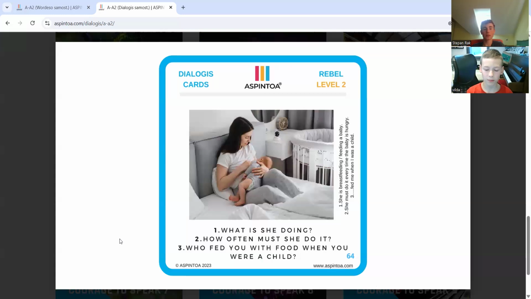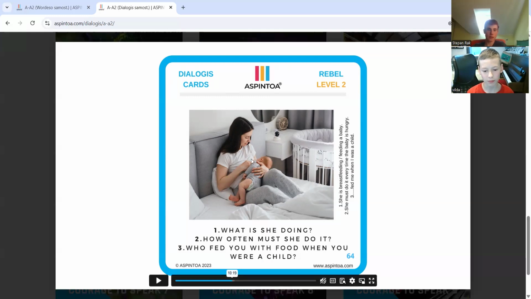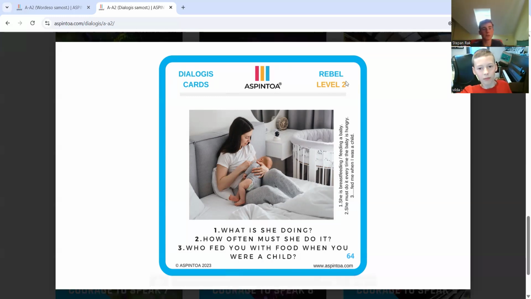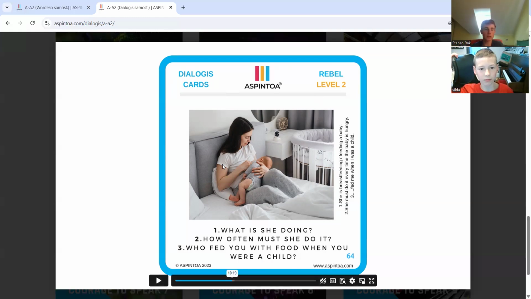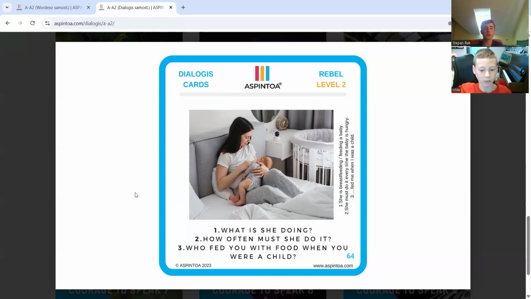And what is she doing? He is feeding her baby. Yeah, that's correct. It appears to be from her breast as well. So we call this breastfeeding. If it was from like a bottle, it would be just normal feeding. This is breastfeeding, yeah. And how often must she do it, if you could take a guess?